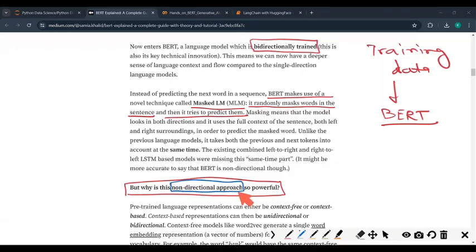Then it will try to predict: okay, what should be here? Or if I have the word "non-directional" and I hide the word "approach", what should come after non-directional? This is called masked LM. It takes the training data, but randomly hides something from the statements. There are millions of statements in many documents. It will take any statement, hide something in it, and then try to predict.